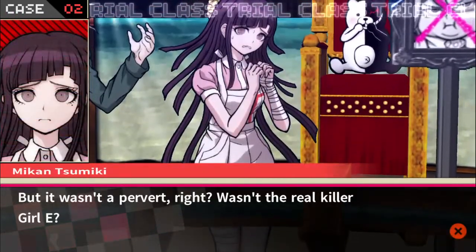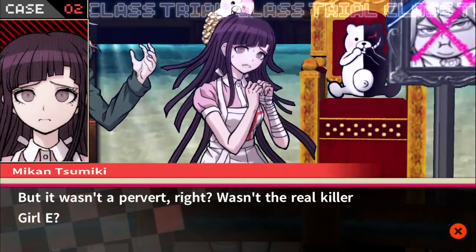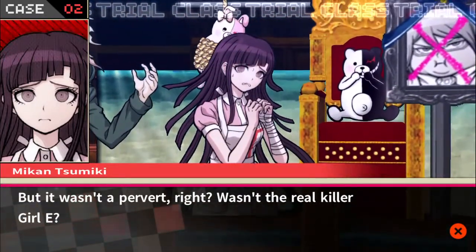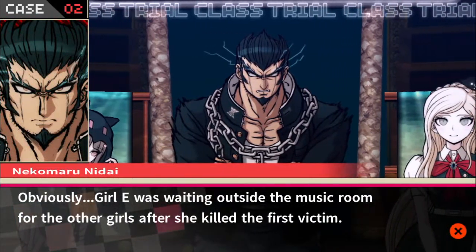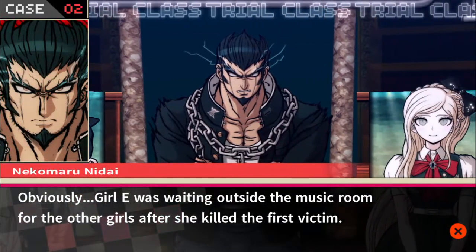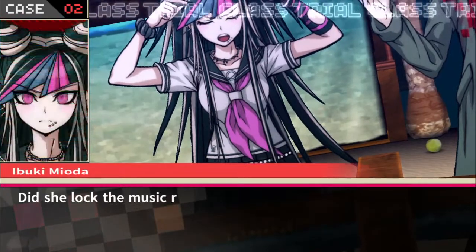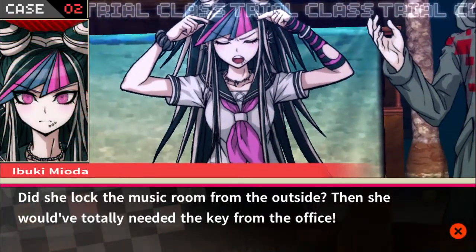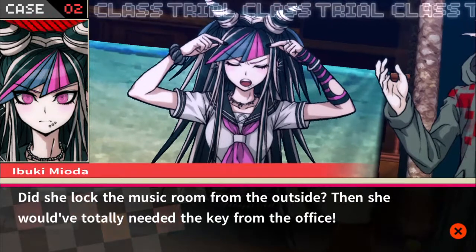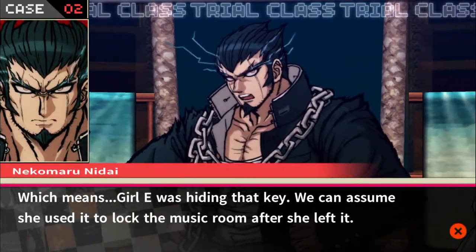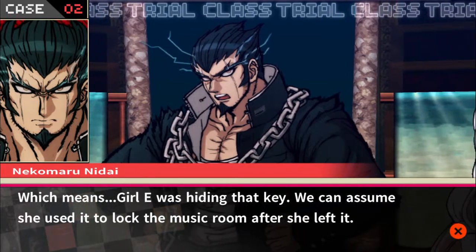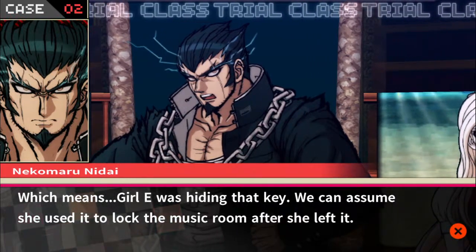But it wasn't a pervert, right? Wasn't the real killer Girl E? Obviously. Girlie was waiting outside the music room for the other girls after she killed the first victim. Did she lock the music room from the outside? Then she would have totally needed the key from the office. Which means Girlie was hiding that key. We can assume she used it to lock the music room after she left it.